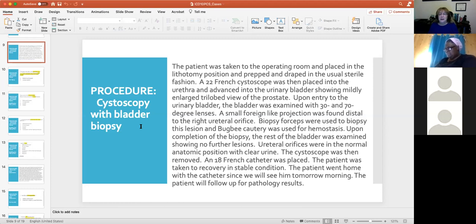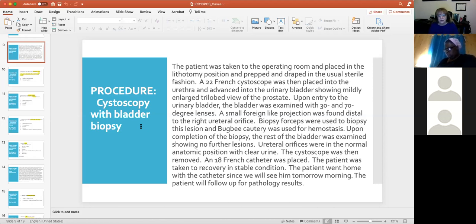Upon entry to the urinary bladder, the bladder was examined with 30-degree and 70-degree lenses. A small foreign-like projection was found distal to the right urethral orifice. Biopsy forceps were used to biopsy this lesion, and Bovie cautery was used for hemostasis. Upon completion of the biopsy, the rest of the bladder was examined, showing no further lesions. Urethral orifices were in the normal anatomic position.